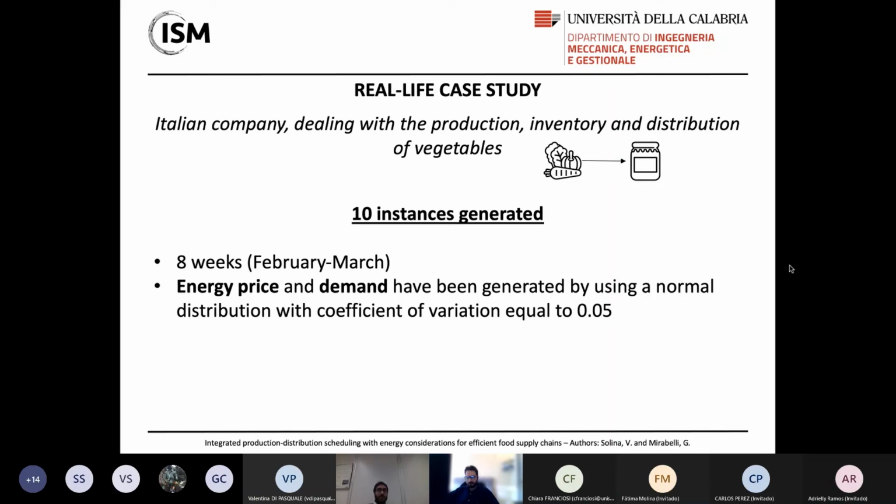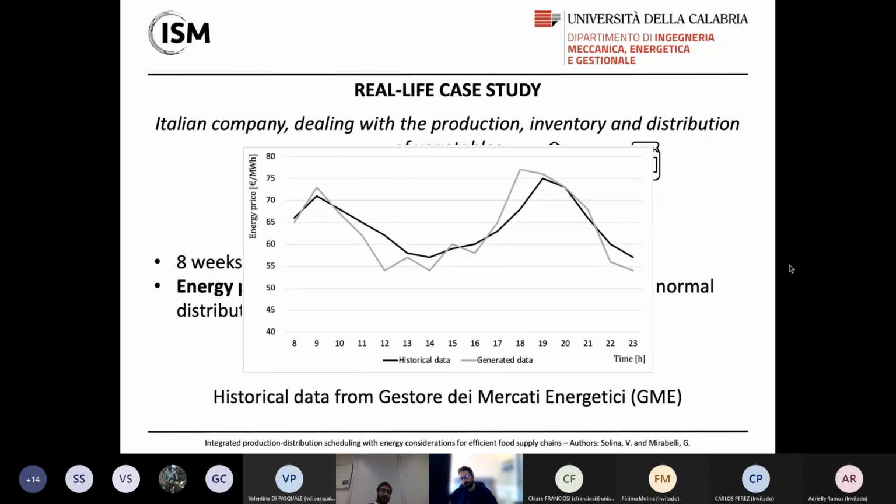In particular, we have generated the energy price starting from the historical data that are free open access from the website of Gestore dei Mercati Energetici, which is in Italy the company responsible for the management of the electricity prices, while the demand was generated starting from the historical data we have from the company.